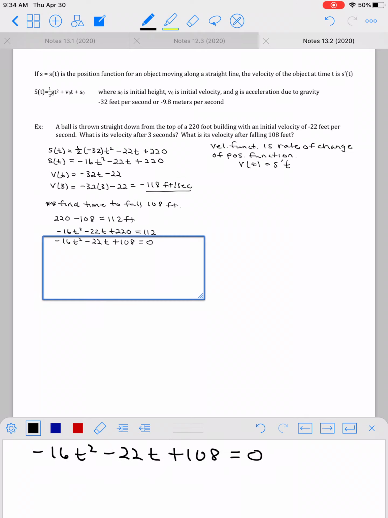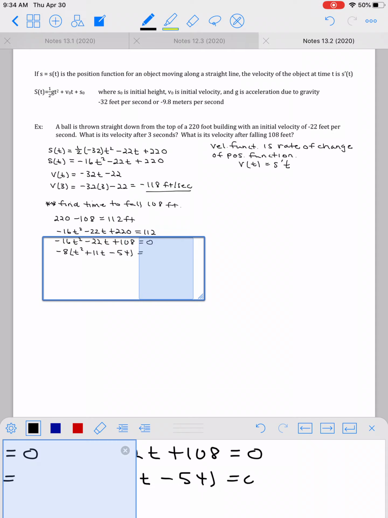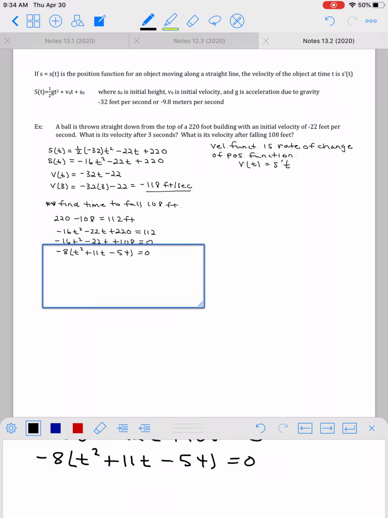And now we are in a quadratic. We can take out a GCF. I'm also going to pull a negative here. Remember, we're talking about time too, so we have to be realistic about our restriction here.